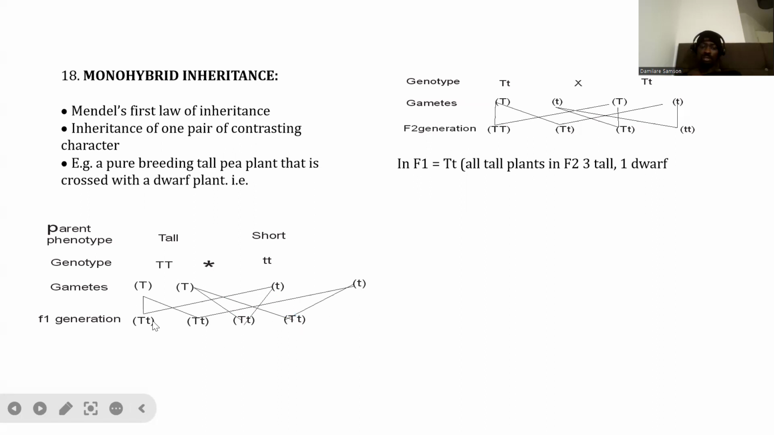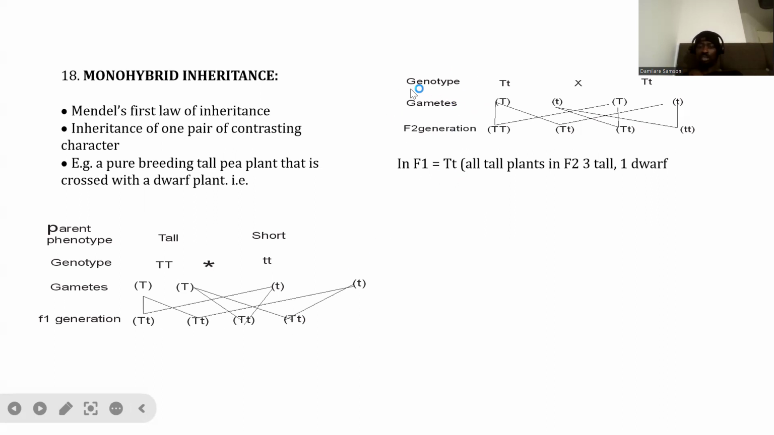So in the F1 generation, you're going to have all heterozygous condition. So the genotype will be what? Heterozygous. The phenotype, which is the physical appearance, is going to be all tall plants. But it is not homozygous tall, it's heterozygous tall. As you can see, one allele is for tallness, the other allele is for shortness. So it is heterozygous tall.